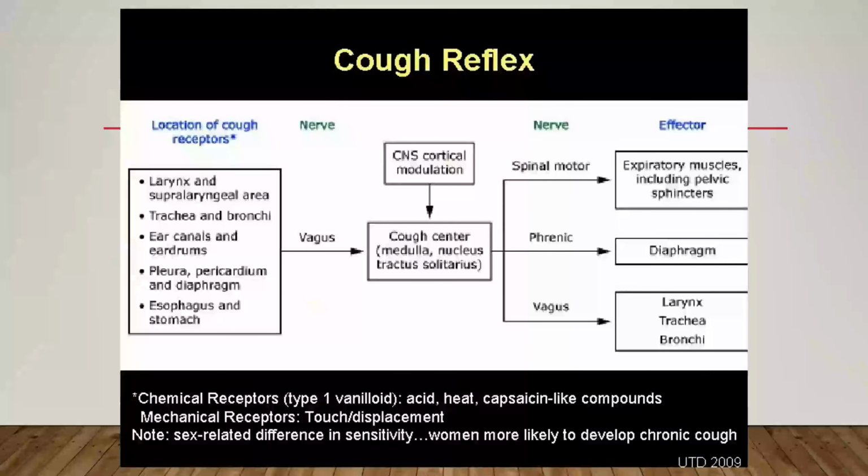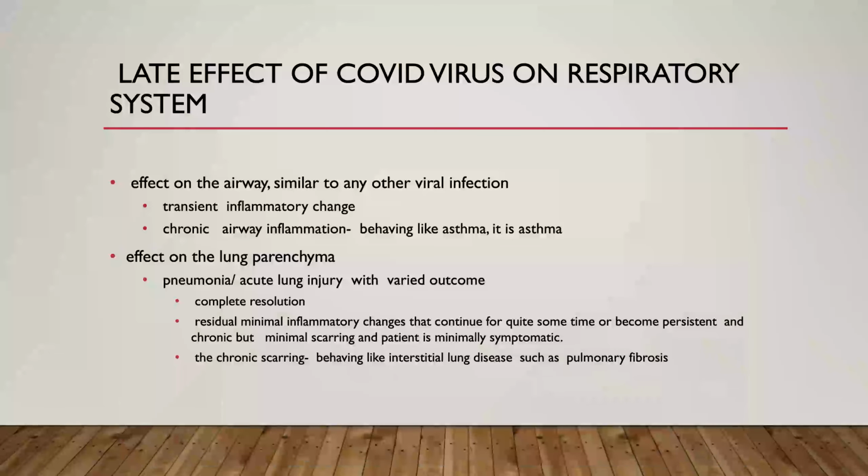Okay. So late effects of post-COVID on the respiratory system. The effect of the COVID virus is similar to any other viral infection, like flu, rhinovirus, or any other URI virus. They cause usually transient inflammatory change in the body, and then they get better, they resolve. Or some patients behave like chronic airway inflammation, and they become like an asthmatic.